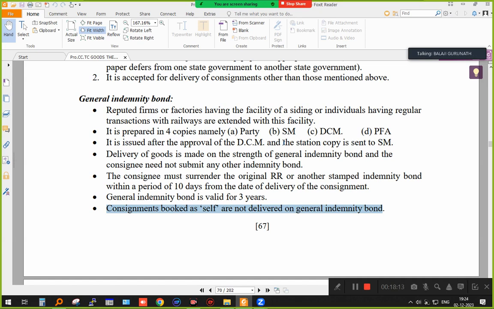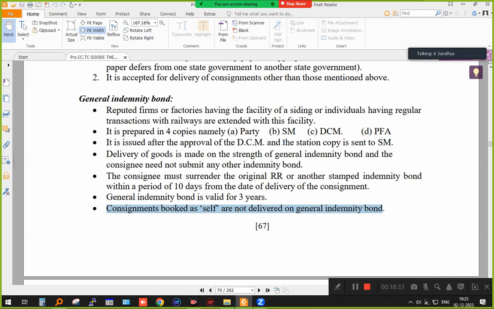That means when SELF is written in the place of the consignee column, anybody who has possession of that railway receipt is the owner of the goods. Self here does not mean that the consignor name and the consignee name are one and the same. Are you able to differentiate?